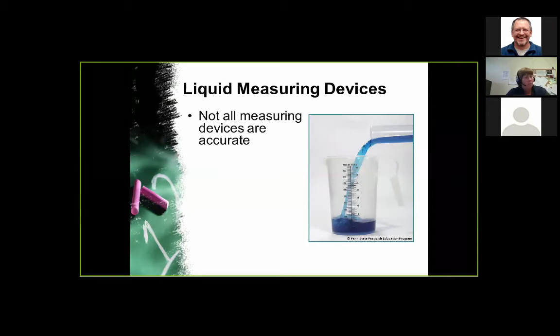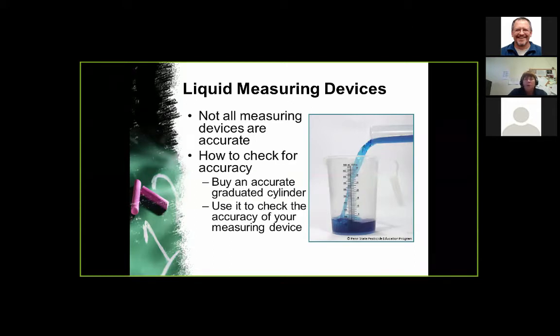So let's start by talking about measuring liquids. Not all liquid measuring devices are the same, and not all of them are accurate, so looking at them from a standpoint of accuracy is a good place to start. How do you check for accuracy? For measuring a little larger amounts of liquids, you want to buy an accurate graduated cylinder and then use it to check the accuracy of your measuring device.